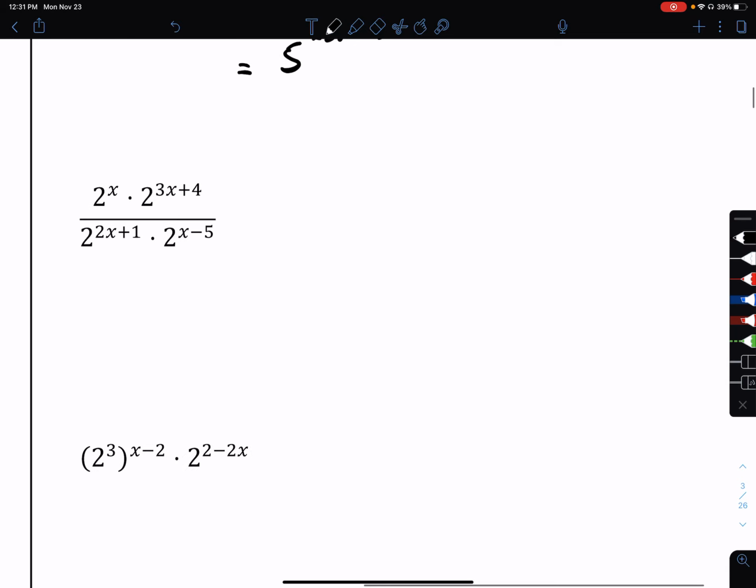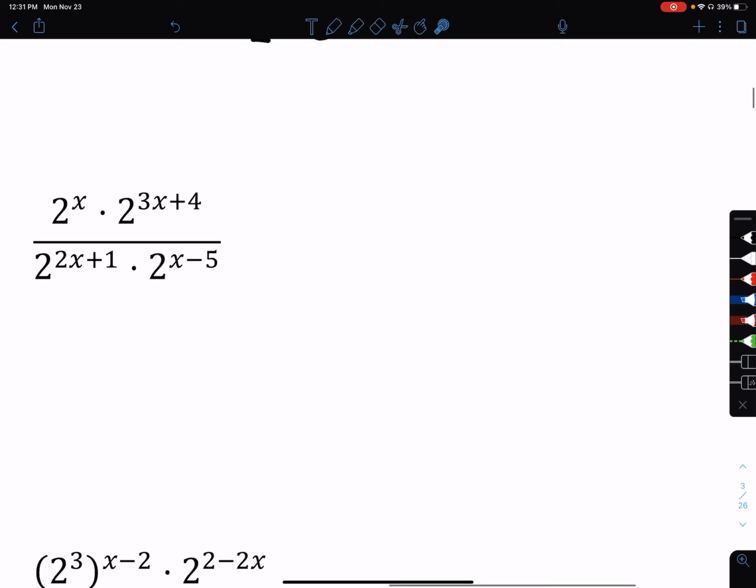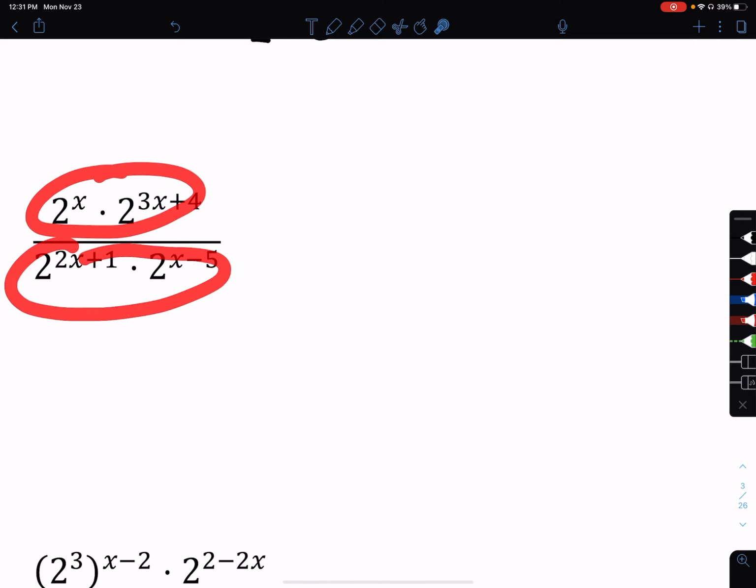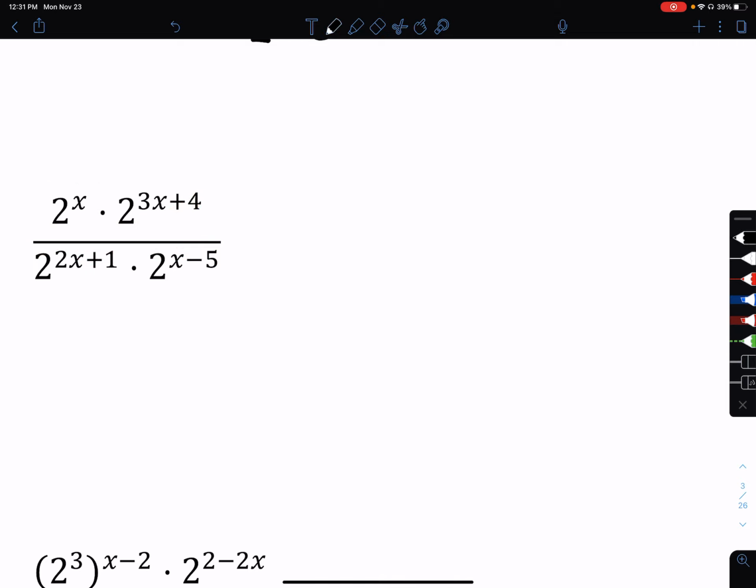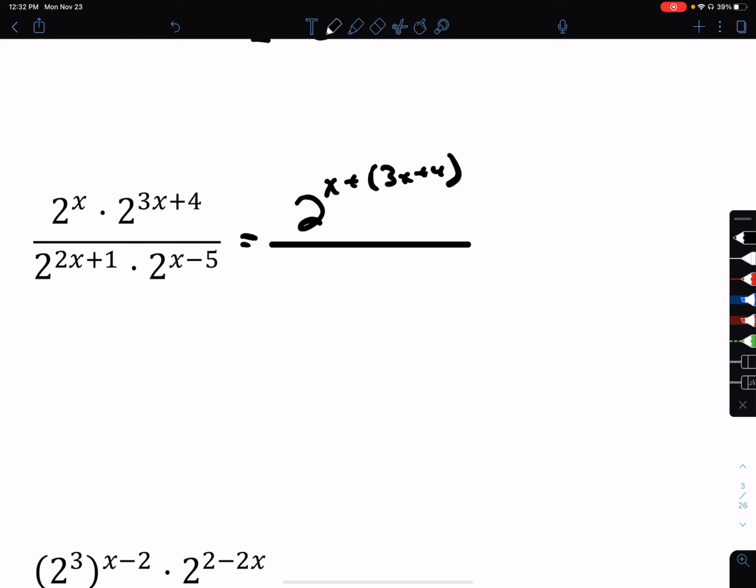Finished. This next one has the product rule, and then we have the fraction bar, so it's going to be the quotient rule. On the top, it's the product rule, because we're multiplying with the same base. We're supposed to add the exponents. That's going to be x plus 3x plus 4. In the denominator, we do the same thing. We have the same base. We take the first exponent and add it to the second exponent.